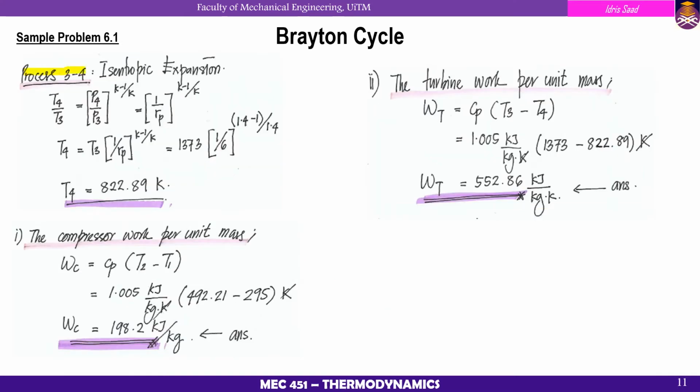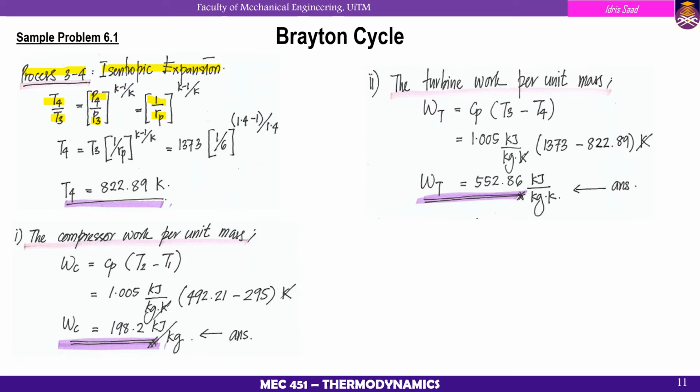process 3 to 4, which is the isentropic expansion. Similarly, because it is isentropic, we can use the isentropic equation: T4 over T3 is equal to (P4 over P3) to the power of (k minus 1) over k. We know that from the TS diagram, P4 over P3 is equal to 1 over Rp, which is 1 over 6.